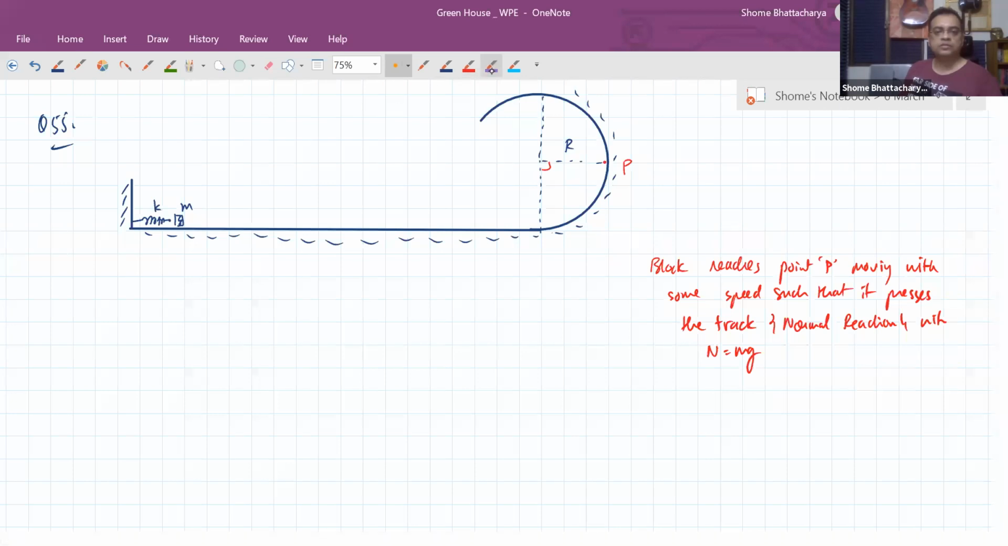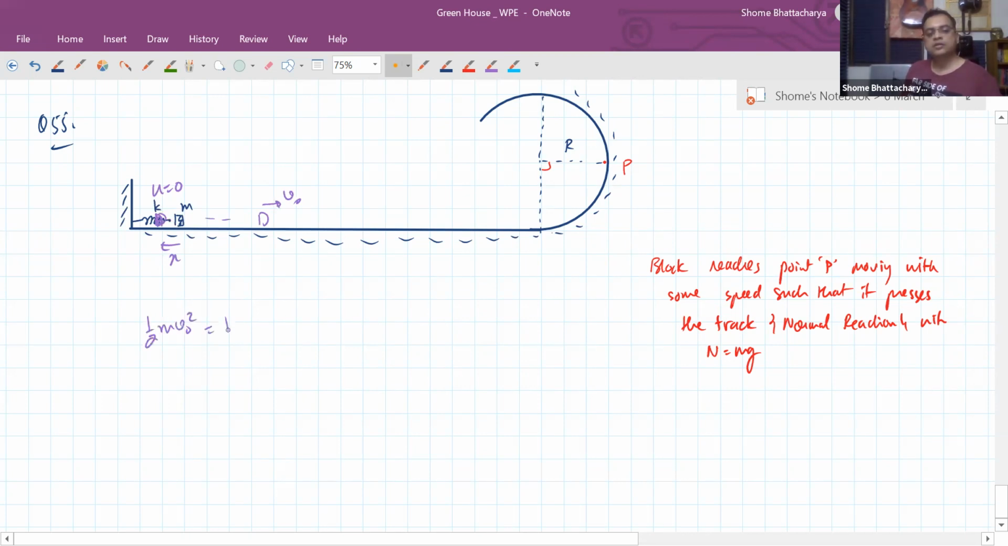So what we want is we will first compress the block against the spring. So we'll push it against the spring through a distance x and release it from rest. So the spring will push it and it will come here with some speed v naught, let's say. So we have half m v naught square is equal to half k x square. Okay, so that's the first part.